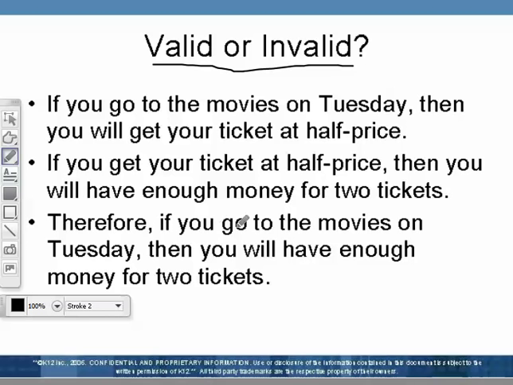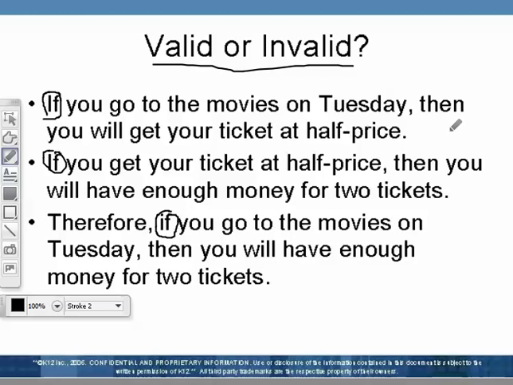Therefore, if you go to the movies on Tuesday, you will have enough money for 2 tickets. I am going to show you. I'm counting if statements here. 1, 2, 3. That means it has to be the law of syllogism that I'm looking at.